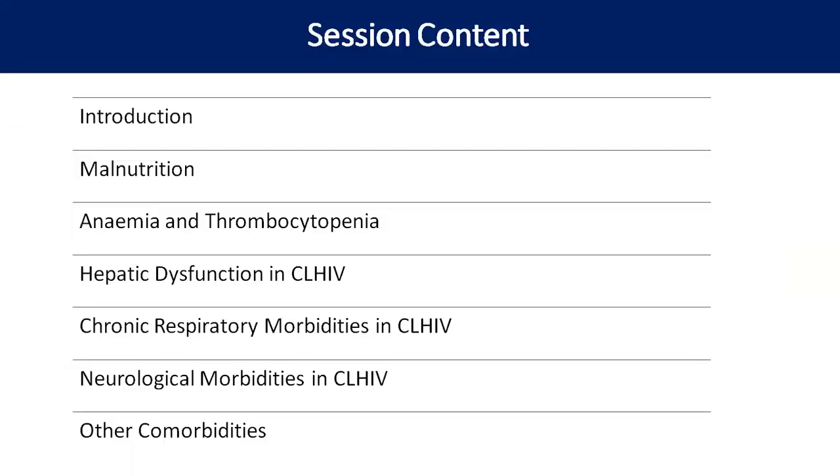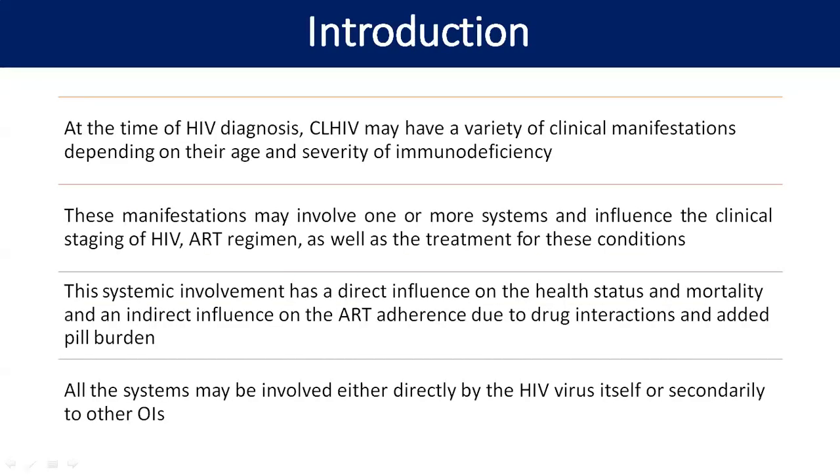So the overview of today's discussion would be malnutrition, anemia and thrombocytopenia, hepatic dysfunction in CLHIV, chronic respiratory morbidities, and neurological morbidities in CLHIV, along with a few other comorbidities. As we know, at the time of diagnosis of HIV, CLHIV may have a variety of clinical manifestations depending on the age and severity of immunodeficiency. These manifestations may involve one or more systems and influence the clinical staging of HIV, the ART regimen, as well as the treatment for these conditions.